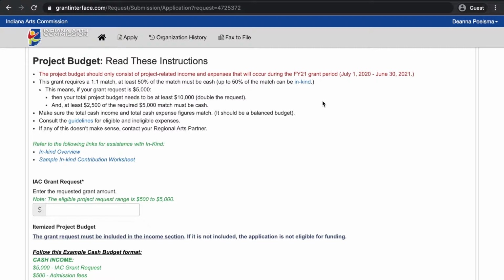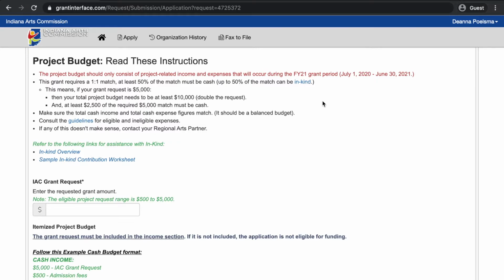The grant requires a 1-to-1 match of the request amount. At least 50% of the match must be cash. The other 50% can be made up of in-kind support. So an example of this, if you're requesting $5,000, then your total project budget needs to at least be $10,000, double the request amount, and at least $2,500 of the $5,000 match must be cash.